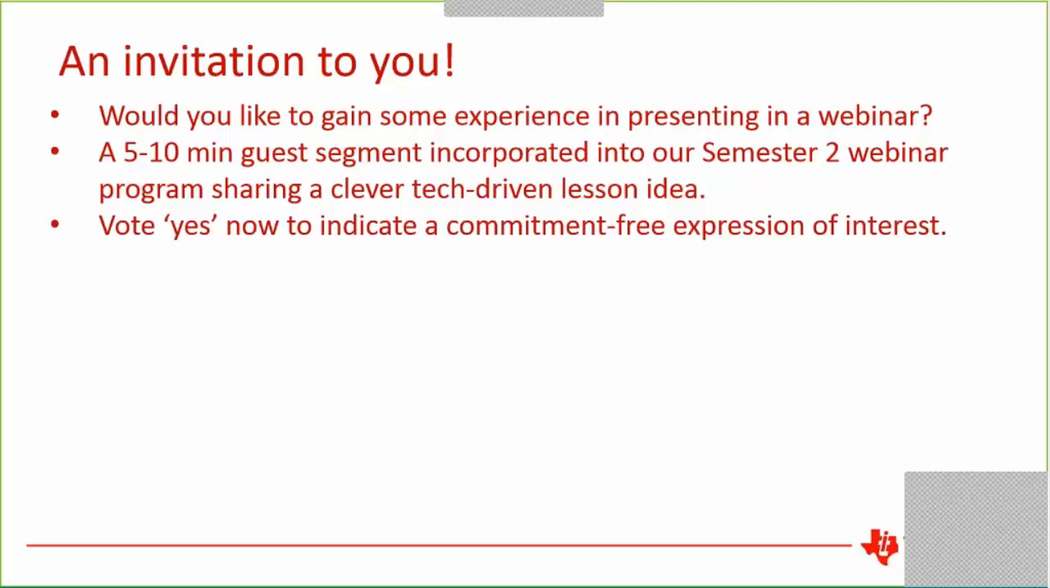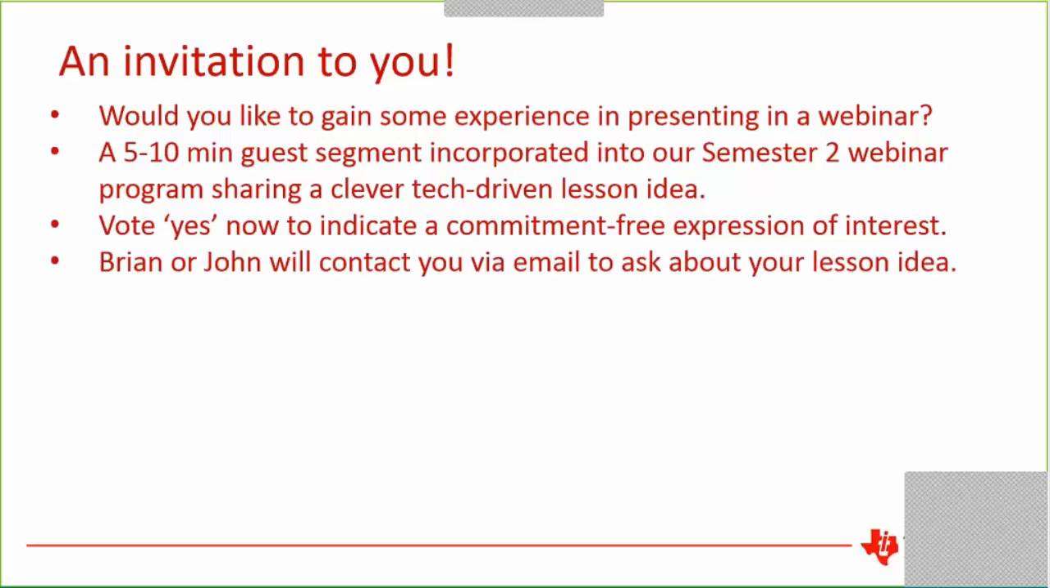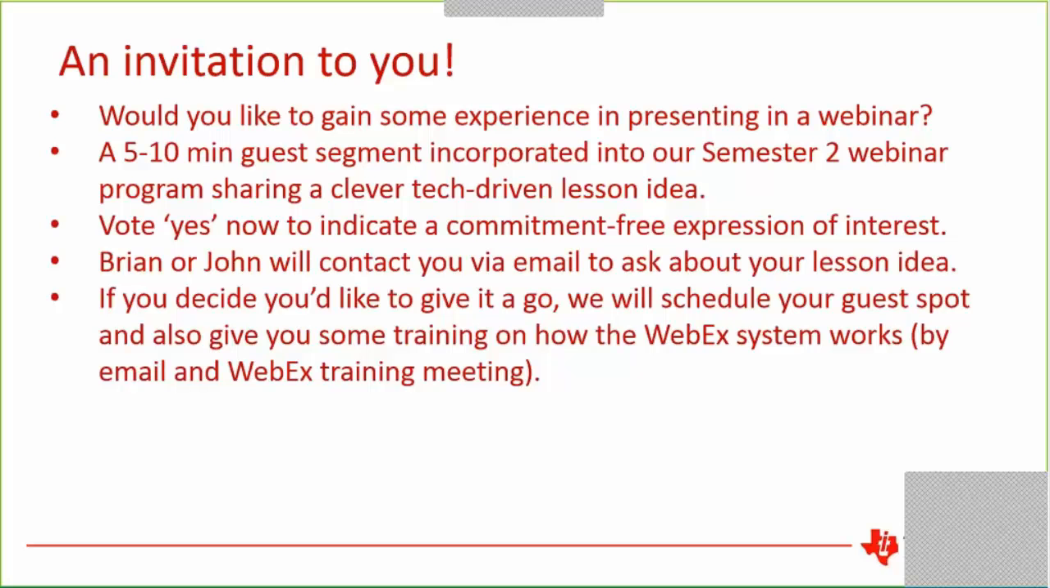If you're interested, it's non-commitment at this stage, so just an expression of interest. Tick yes if this is something that you can see yourself being interested in. We would then contact you via email and just ask a little bit about your lesson idea. And then if you decide to give it a go, we'll negotiate with you that guest spot and also give you some training on how the WebEx system works. Some of you may have used that for other school PD as it is.